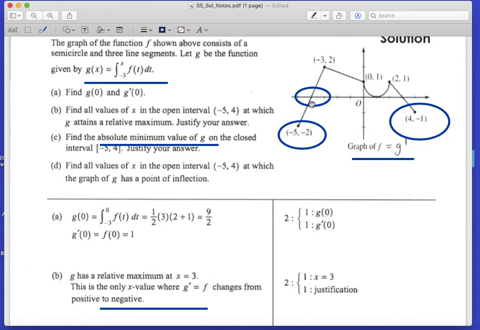So what do I mean by testing? We have to find the function values. We have to find g of -5, g of -4, and g of 4. These are all integrals that we have to find.